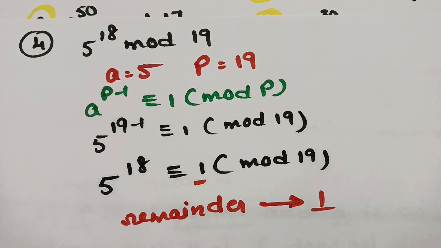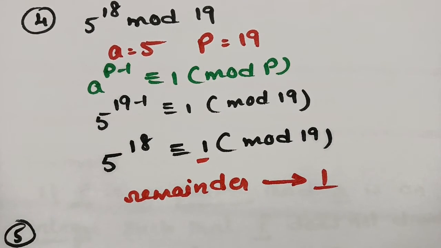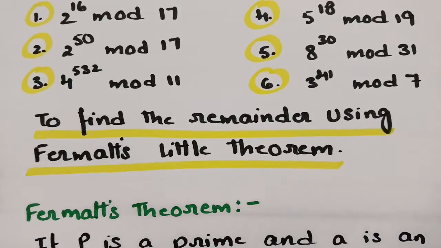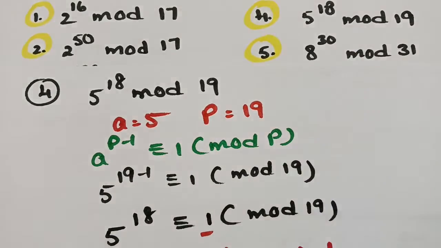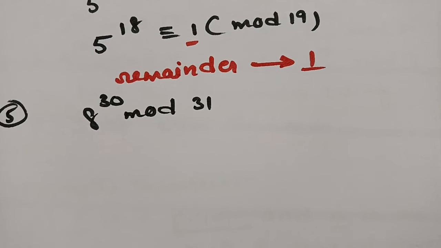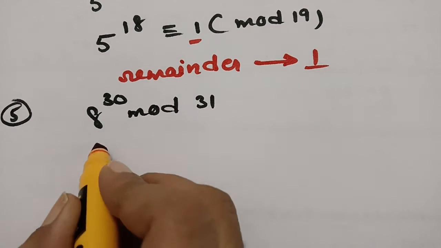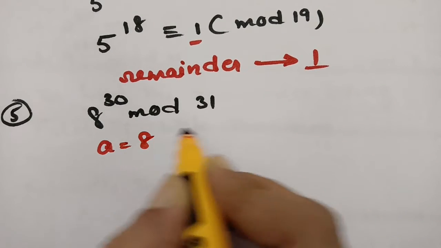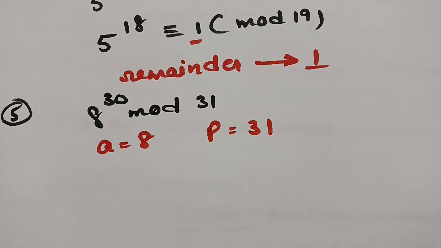And if you see the fifth question, what is it? It is 8 power 30 modulo 31. So here again, I am taking a value as 8 and p value as 31, and I am applying Fermat's little theorem.